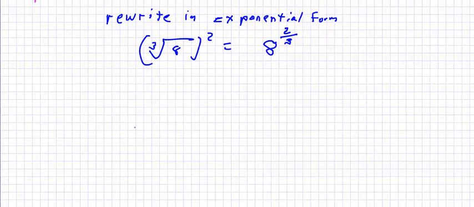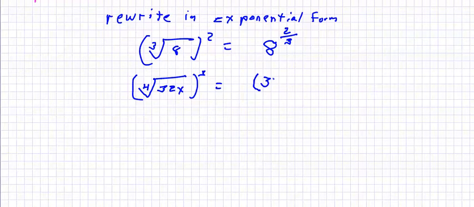All right, let's look at another one. The fourth root of 32x raised to the third power. Now we have to use parentheses around 32x, because we are taking the fourth root of all of this and raising it to the third power, not just the x. Without the parentheses, it's wrong. All right, this is rewriting in exponential form.